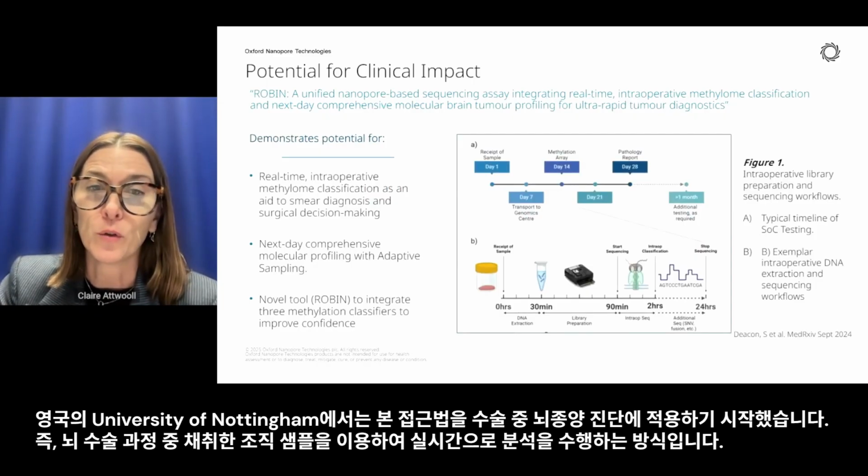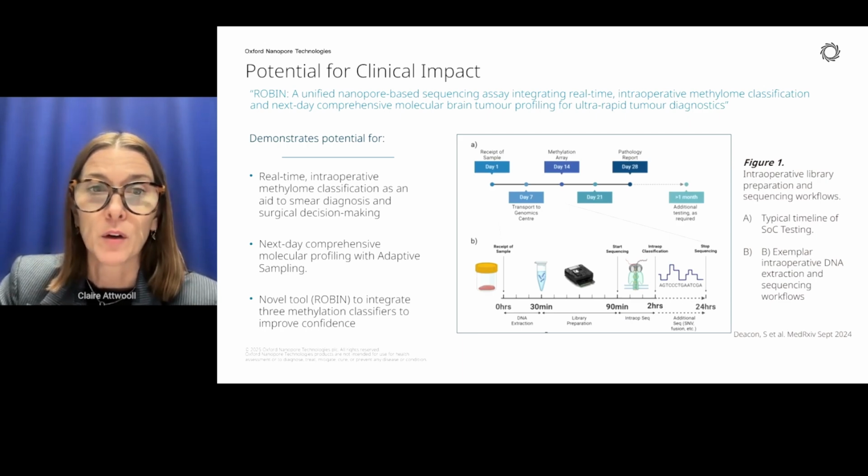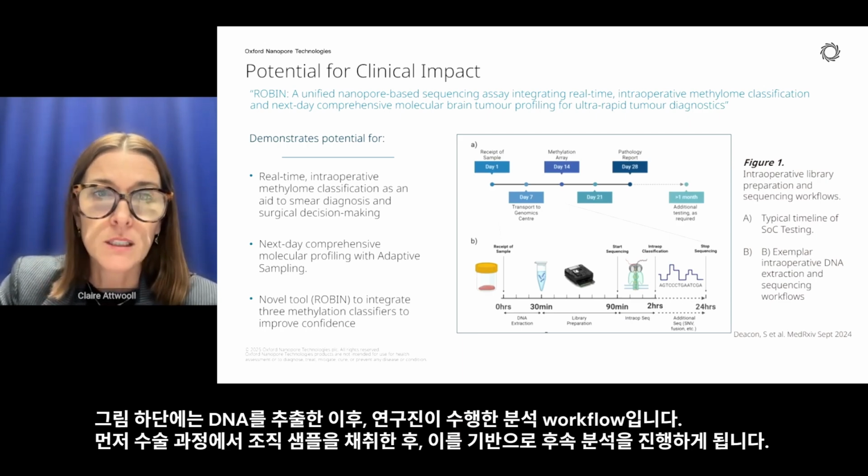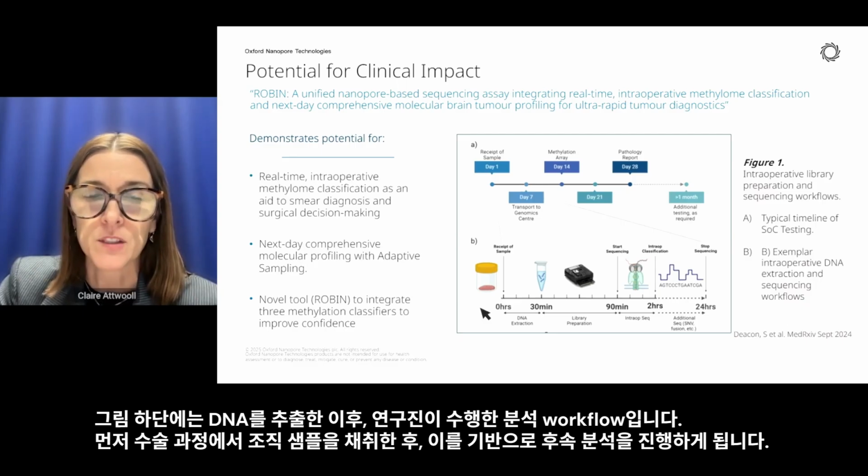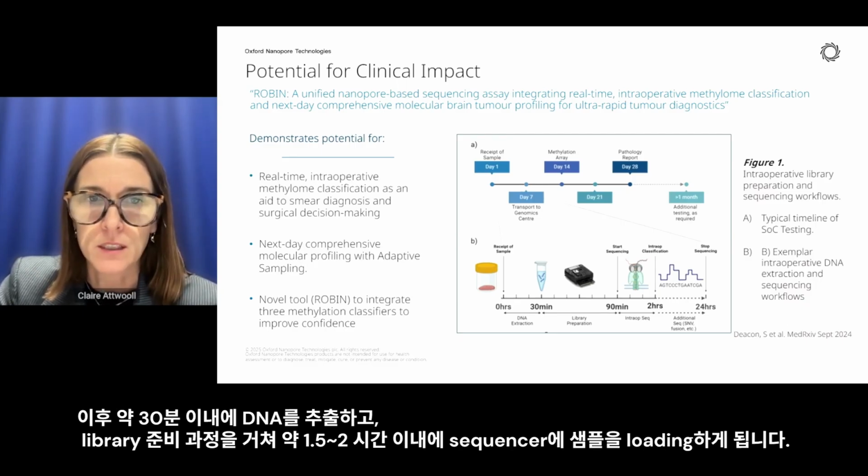The University of Nottingham in the UK have started to use this approach in an intraoperative brain tumor setting. Essentially what they are doing is taking a sample during a brain surgery and extracting the DNA. What you can see in this figure on the bottom is the path that they're following. They take the sample from the surgery, they extract the DNA in 30 minutes, they make their library prep, and they get that onto the sequencer within about an hour and a half to 2 hours.